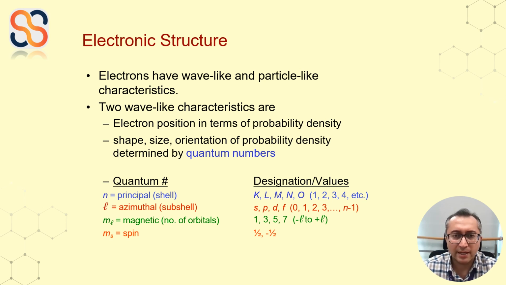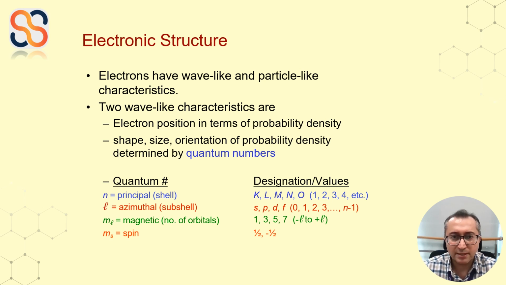Think of it like this: rather than imagining electrons as little balls orbiting around the nucleus, it's better to think of them as waves that exist in a kind of cloud around the nucleus. The shape, size, and orientation of this cloud, or probability density, is determined by something called quantum numbers. These quantum numbers are like an address for the electron. They tell us where it can be found in the atom. Let's go over the four main quantum numbers.